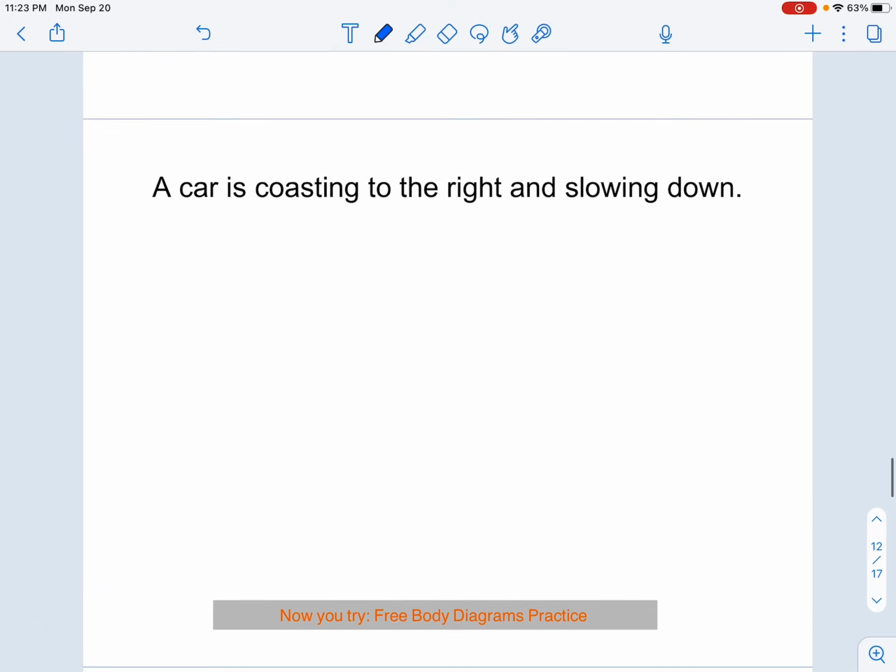A car coasting to the right. Now this is a unique situation. I am going to go ahead and draw my normal force and my gravitational force. Gravity is acting downward on the object. The car is on the road. It is not accelerating down through the street, and it is not accelerating up off of the road. So that means that these two values are balanced.